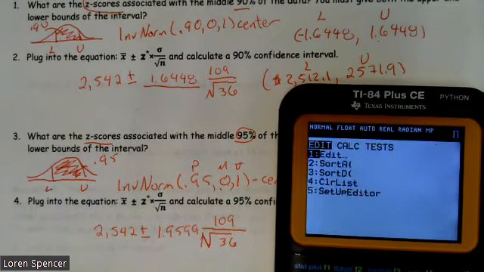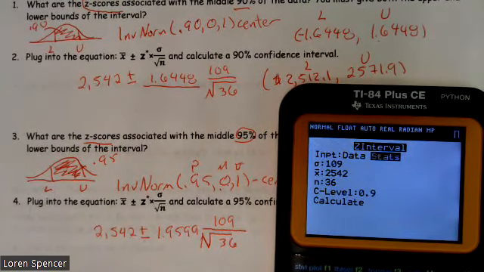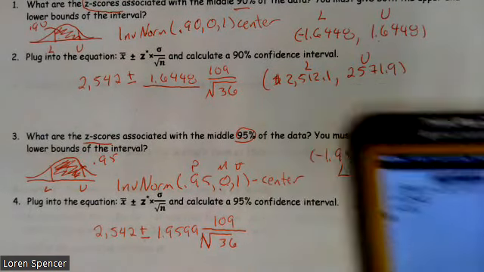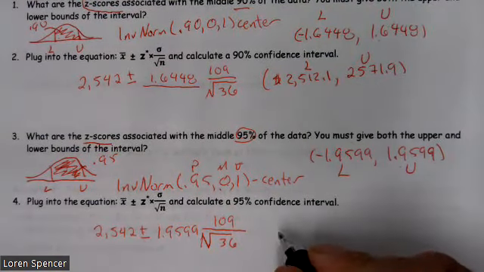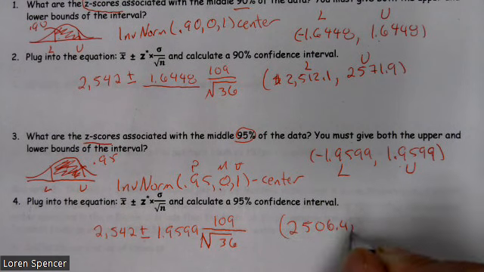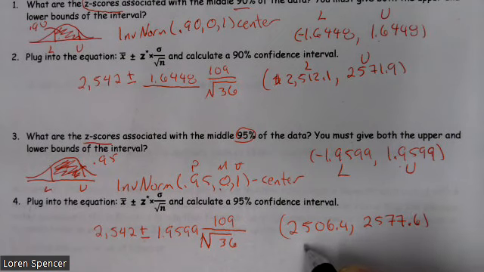So stat, test, z interval. The only thing I need to change is my confidence level to 0.95. Now we're at 2,506.4 and 2,577.6. So here's my lower and there's my upper.